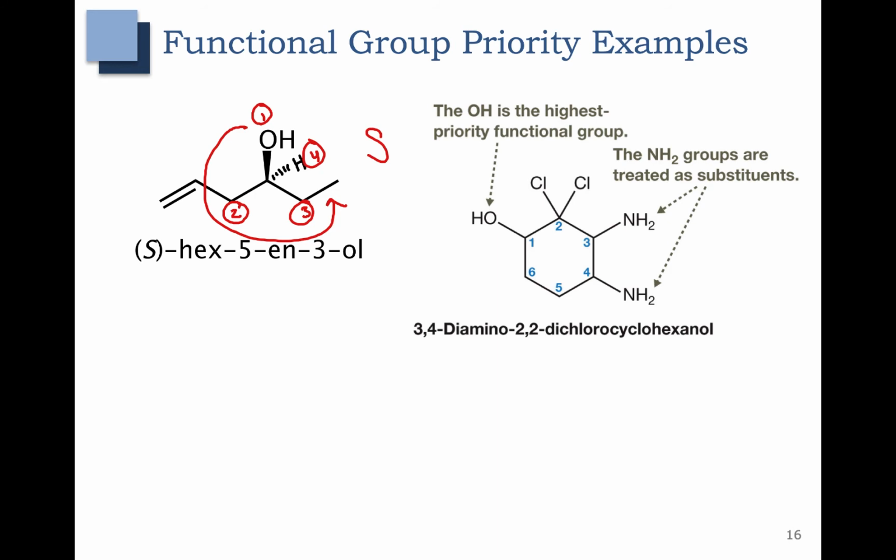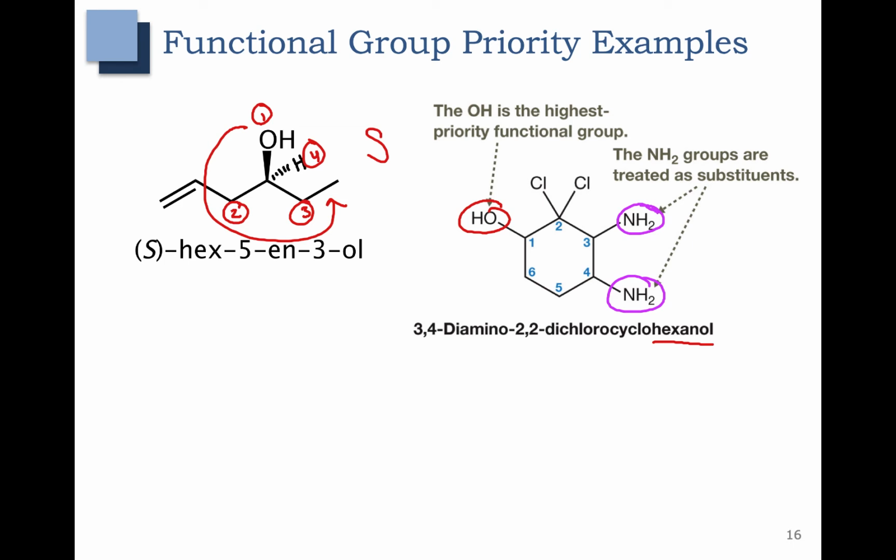In this example, we have an alcohol, and we have amine groups. The alcohol has priority over the amines, so this becomes a cyclohexanol because of the alcohol.